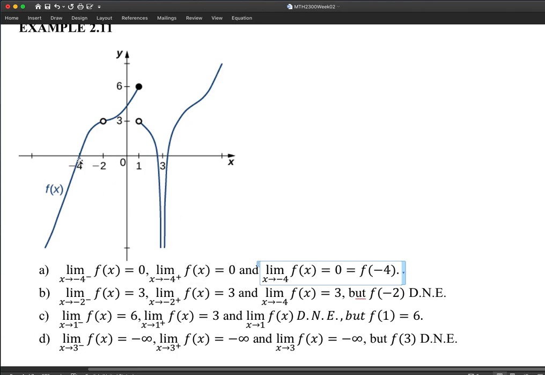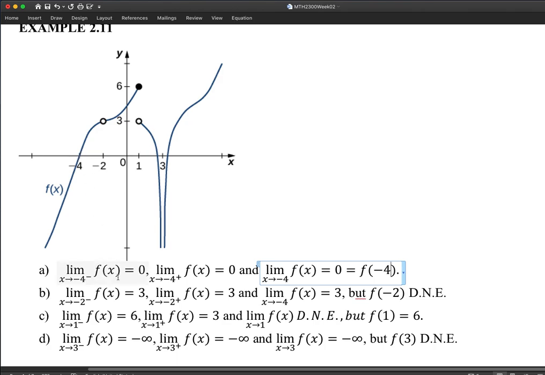So indeed, the left limit and right limit do match. And in this case, we say the function has a single limit. Furthermore, in this case, the limit does match the function value exactly. This is a perfect situation. At x equals -4, the function value is 0. The limit is 0 too.